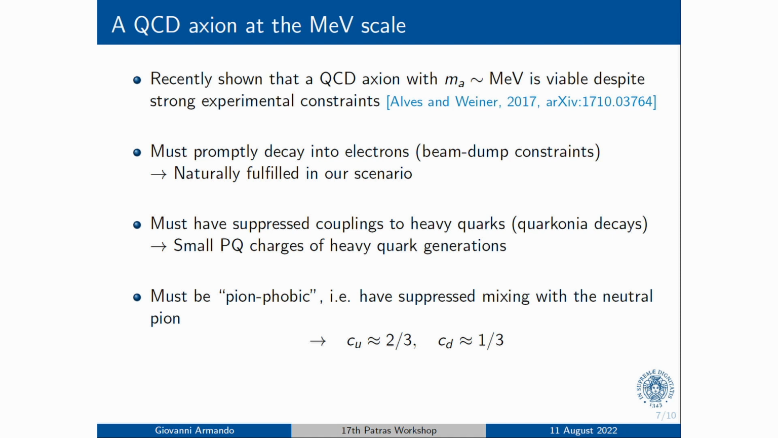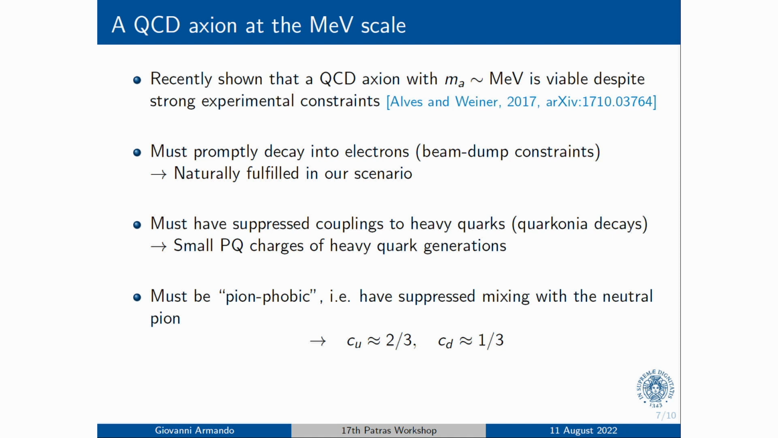Some of the main requirements that axion models must have in this range is that, for instance, they have to decay promptly into electrons, because we get very, very strong constraints from the beam dump experiments. So we need a very large coupling of the axion to the electron. And this, in the scenario that I showed, is kind of naturally fulfilled, because to explain the g-2, we get a very large electron coupling already.